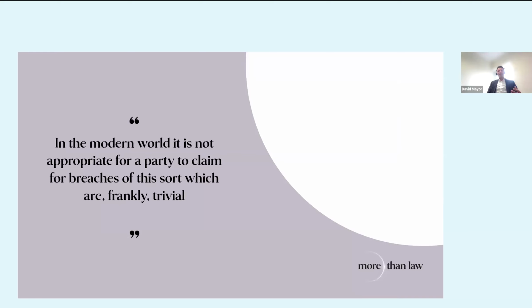So taking what the claimant says on face value, which I know we never do, but taking their losses on face value as being the result of a breach is something really that we need to be avoiding and need to be questioning. And this quote here is from a recent case of Rolf, and it shows the court's more recent attitude towards some of these cases. In the modern world, it's not appropriate for a party to claim for breaches of this sort, which are frankly trivial.